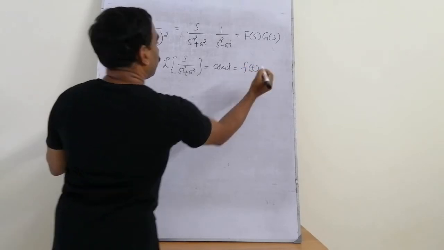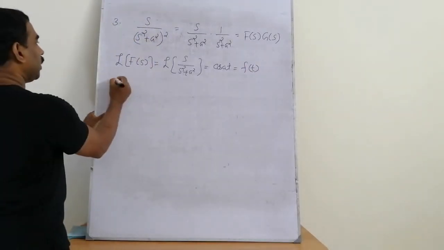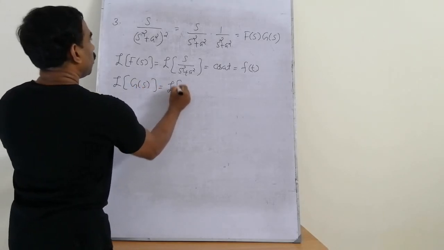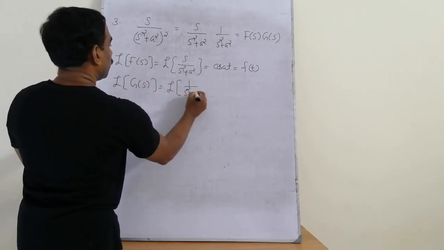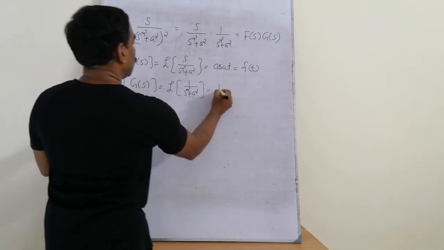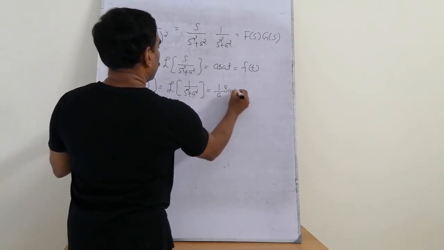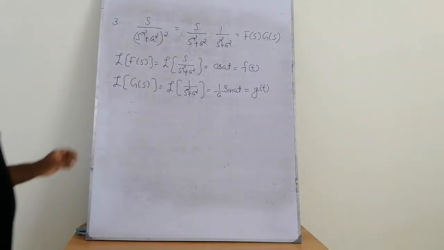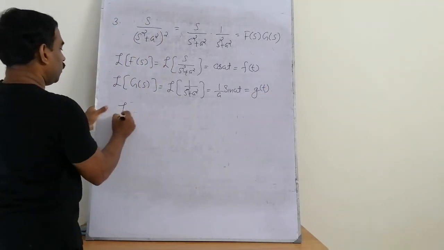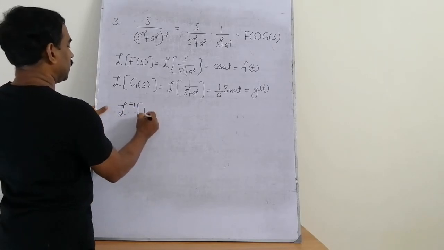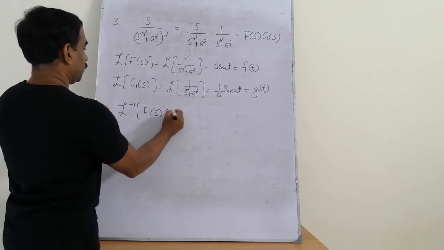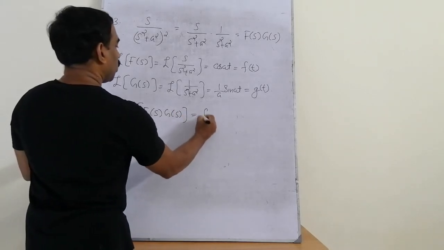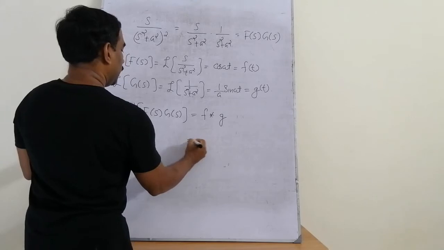Let the function be f(t). And similarly, the Laplace transform of G(s) equal to the transform of 1 by (s square plus a square). So this is equal to 1 by a sin at. This is the function g(t). Now by the convolution theorem, the inverse Laplace transform of F(s)G(s) is equal to the convolution product f star g.